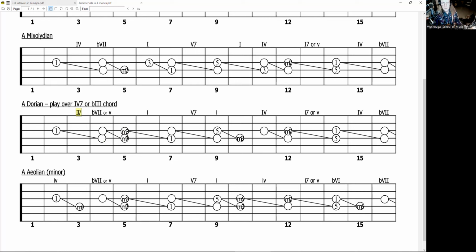this one would fit in the D chord because that's the sixth note. That fits in with a 4 chord. This one would also fit with a 4 chord, and this one.